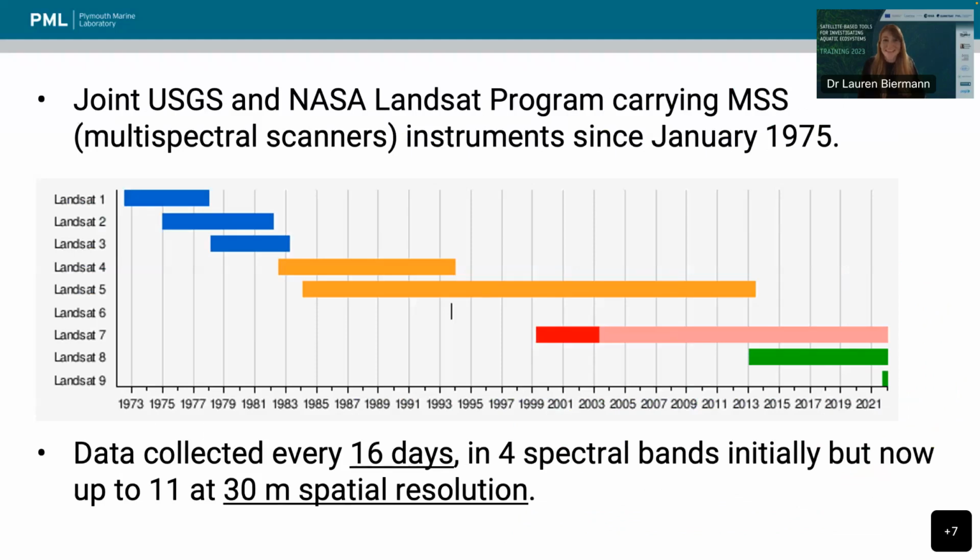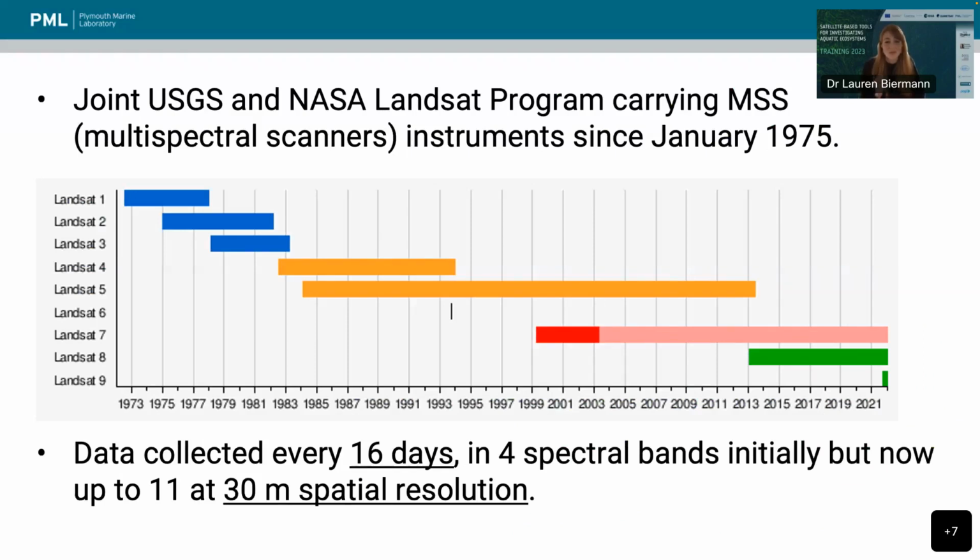And that's thanks to USGS and NASA, a joint program called Landsat. And these were launched in 1970. So the Landsat data that we can use was launched in 1979. And I'm very old, but that's older than me. So there has been data collected by Landsat since before I was born, every 16 days, initially in 4 spectral bands, but now at 311 with the new generation of Landsats at 30-meter spatial resolution.